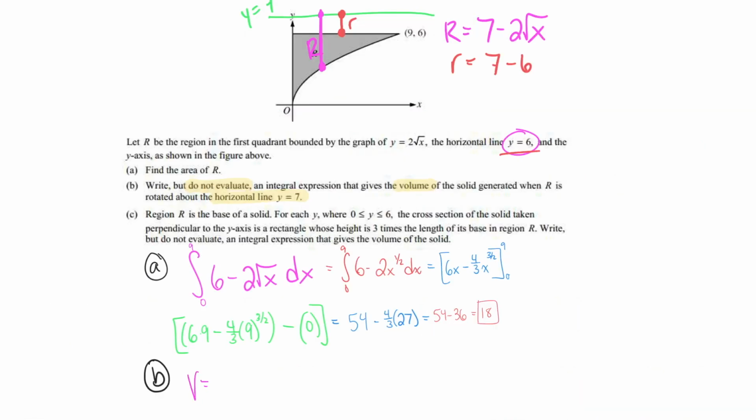So our volume is going to be pi times the integral of big R squared minus little r squared dx. And we know this is dx because we're rotating it about a horizontal line, just like the x-axis. And so then our big R is going to be 7 minus 2 root x, and our little r is going to be 7 minus 6, or we could just put a 1 there. And now we need our boundaries. So the boundaries are going to be x values. That's from 0 to 9 in this case.